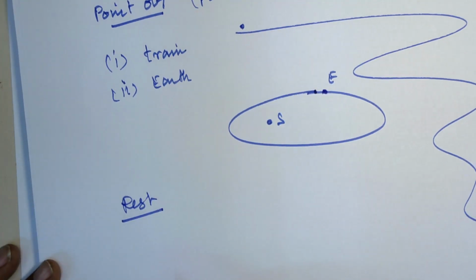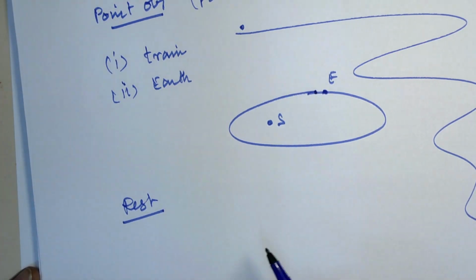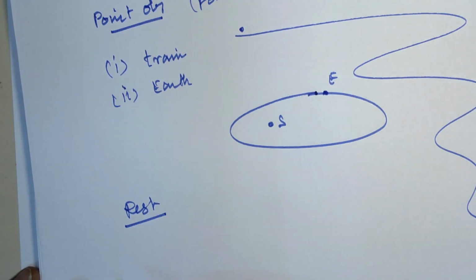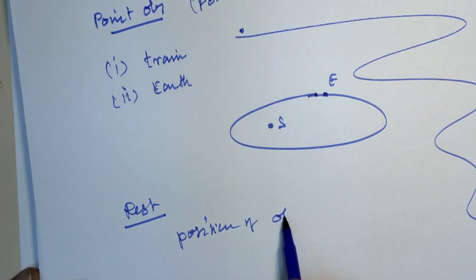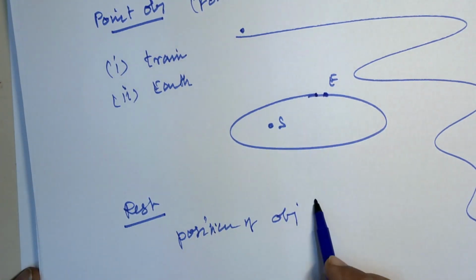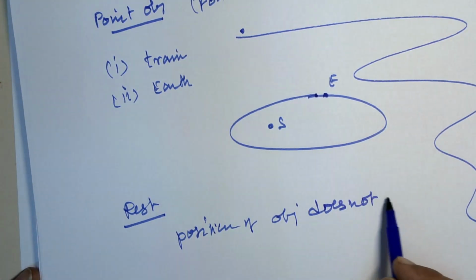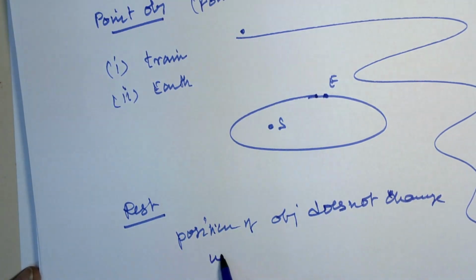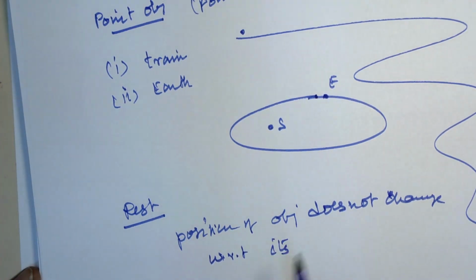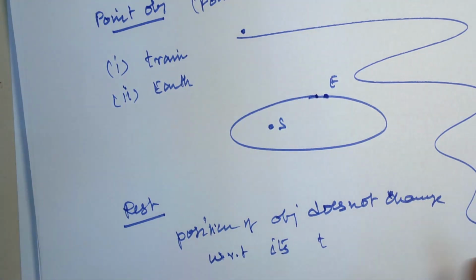Rest is nothing but, see, if the position of an object does not change with respect to its surrounding with the passage of time, then it is called rest. So what do you mean by rest? It is the position of the object does not change with passage of time. Then you can say it is rest.